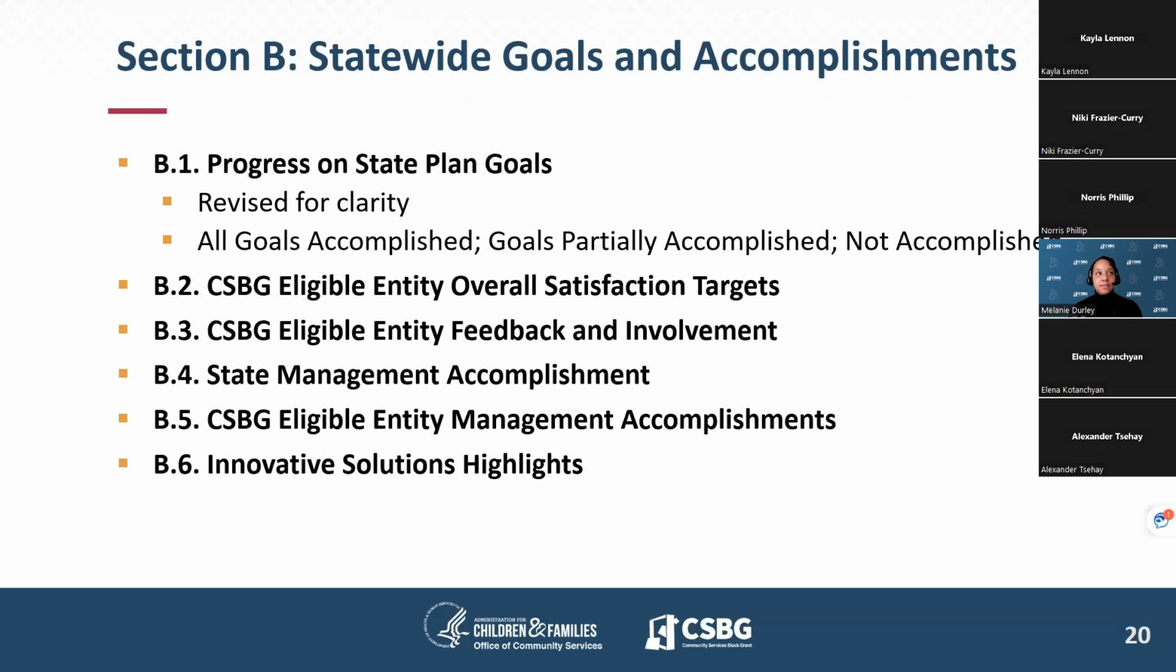Next slide. Section B, statewide goals and accomplishments. For B1, progress and state plan goals, this item language was changed for clarity. Here you will identify if all goals were accomplished, if goals were partially accomplished, or not accomplished. We're looking for any progress on your state goals.